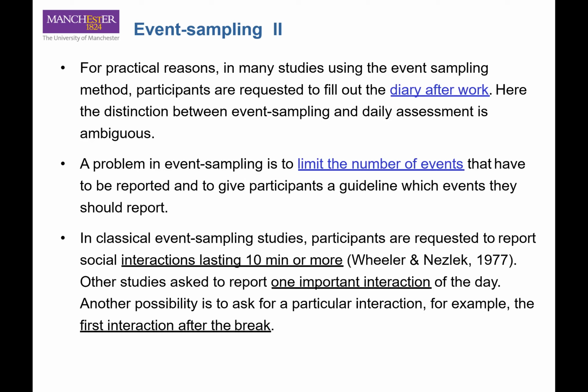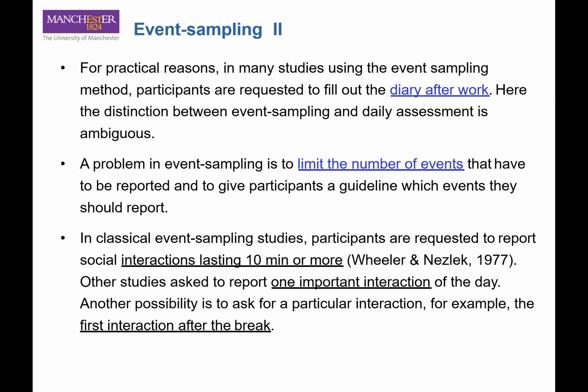So we can only limit the number of events that have to be reported and give the participants a guideline on which events should be reported. Should it be the big events or all the events? So we also need to make a balance between them.